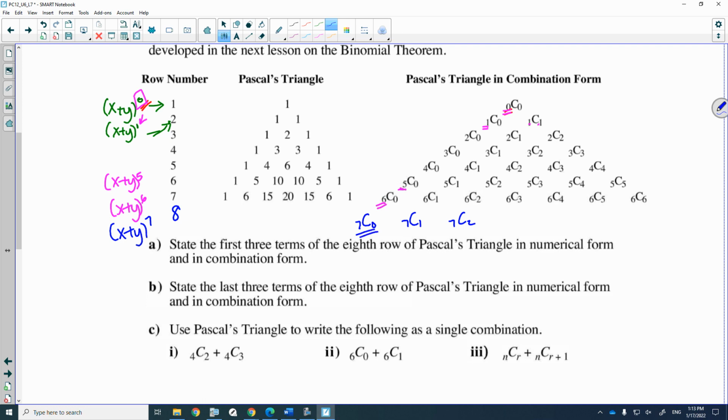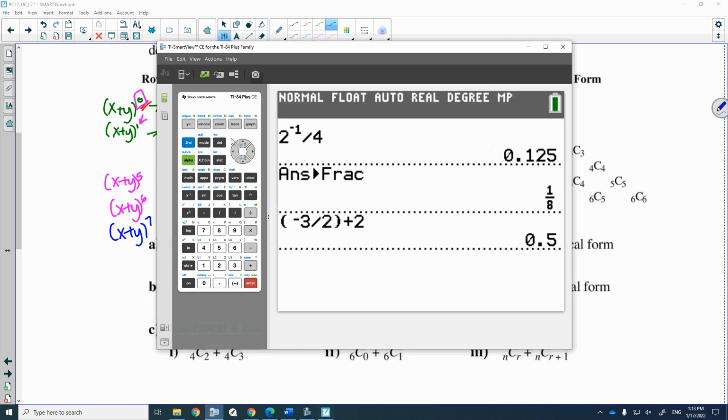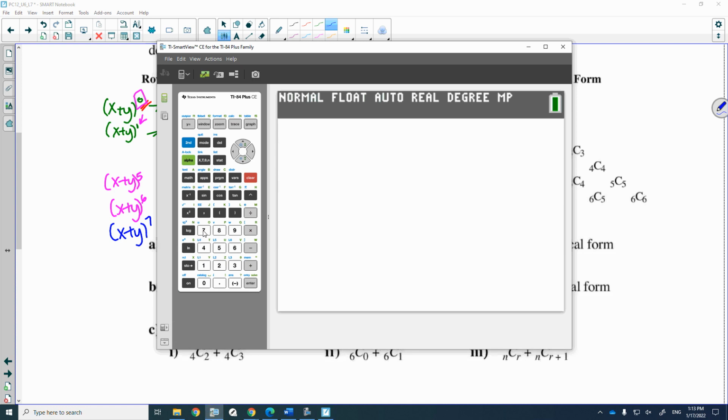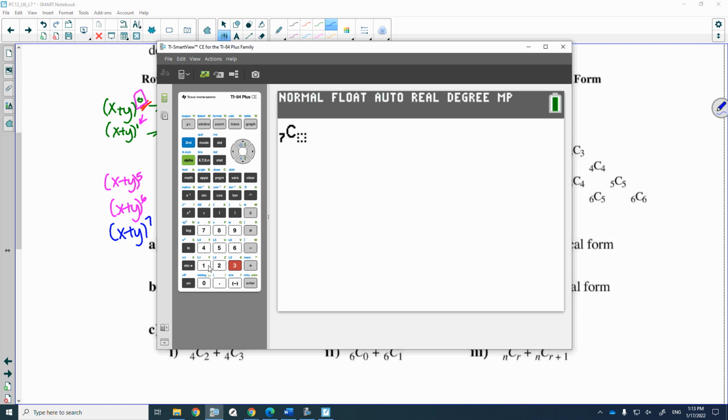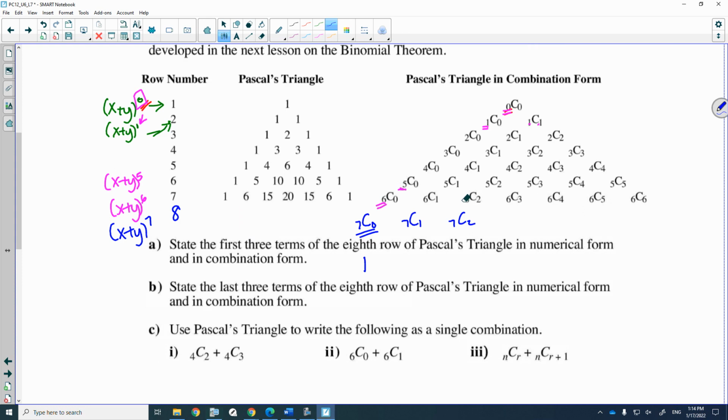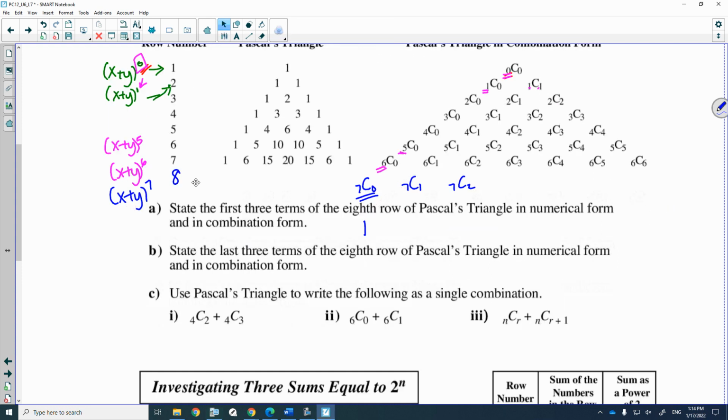7 choose 0, we know is going to be 1. 7 choose 1 on your calculator: 7, math, go to your probability, choose 1, is 7, and 7 choose 2 is 21. So the first 3 coefficients in the 8th row are going to be 1, 7, and 21.